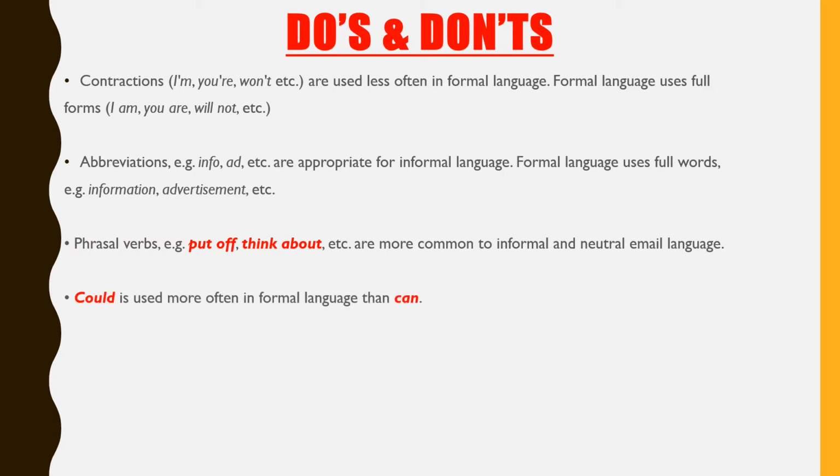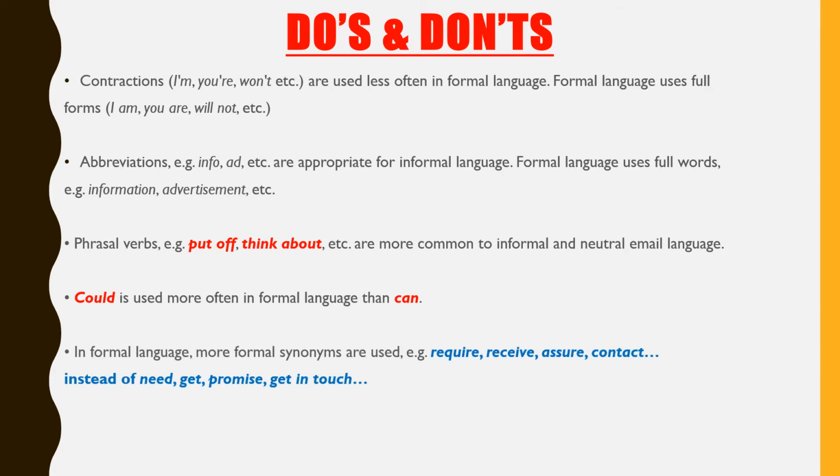Could is used more often in formal language than can, because could is more polite than can, and we can use it in a formal context. In formal language, more formal synonyms are used, and here I chose some verbs which can be used when talking about a formal context. So it's better to use require instead of need, it's better to use assure instead of promise, and contact instead of get in touch.